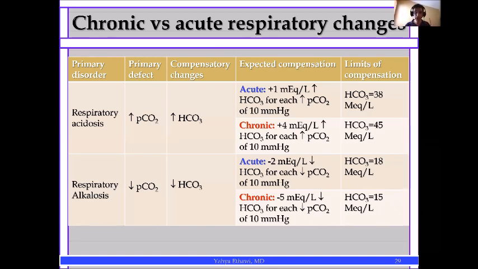So in an acute situation, if your pH is high due to dropping CO2, the bicarb will be lost, urinated, by 2 to compensate for the change in pH that was caused by 10 millimeter mercury of CO2. So if CO2 drops by 10, it will increase pH. The bicarb needs to drop 2 to bring the pH back.